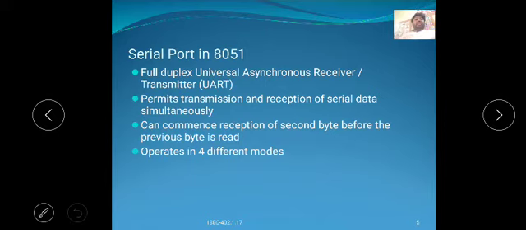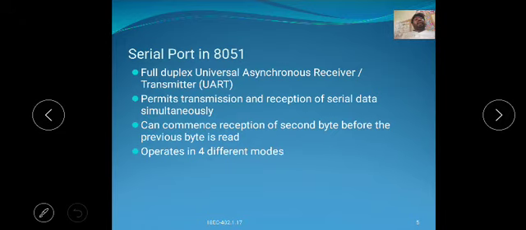It can commence reception of the second byte before the previous byte is read. After the first byte is read, it goes for the reception of the second byte, and it operates in 4 different modes.